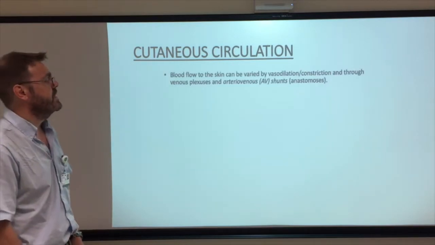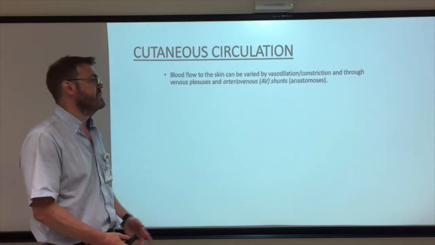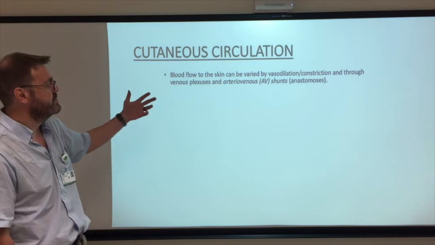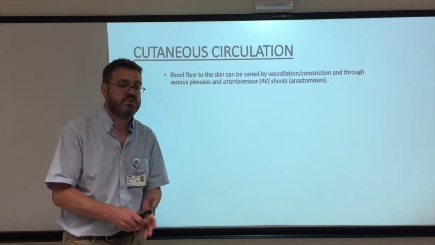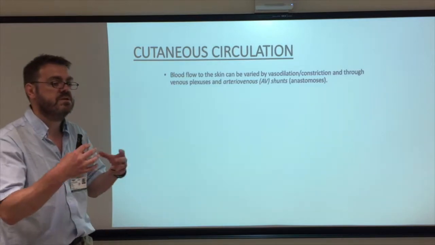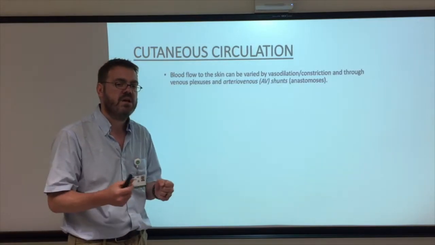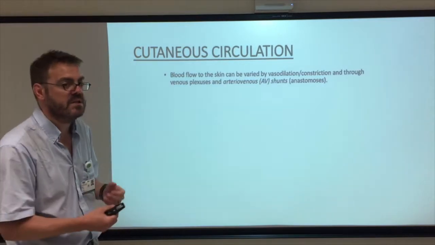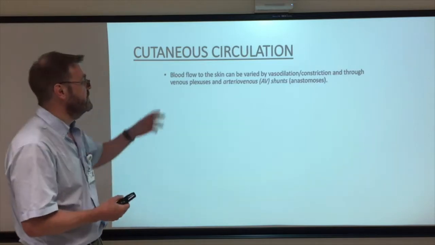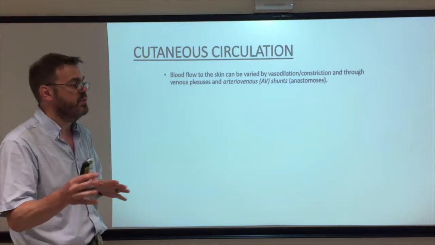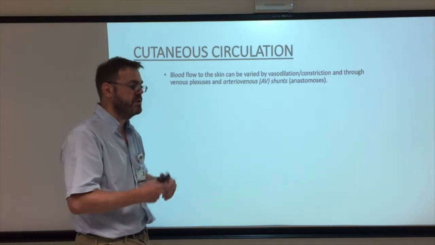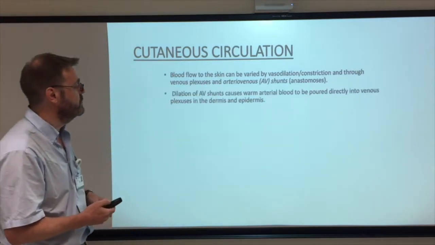Okay, blood flow to the skin can be varied by vasodilation and constriction, and this happens through venous plexus, arteriovenous shunts, and anastomosis. Okay, so now we're getting into the specifics of how the body regulates this circulation. The venous plexus and arteriovenous shunts. And so the body can move things from the periphery or inside by opening and closing these.